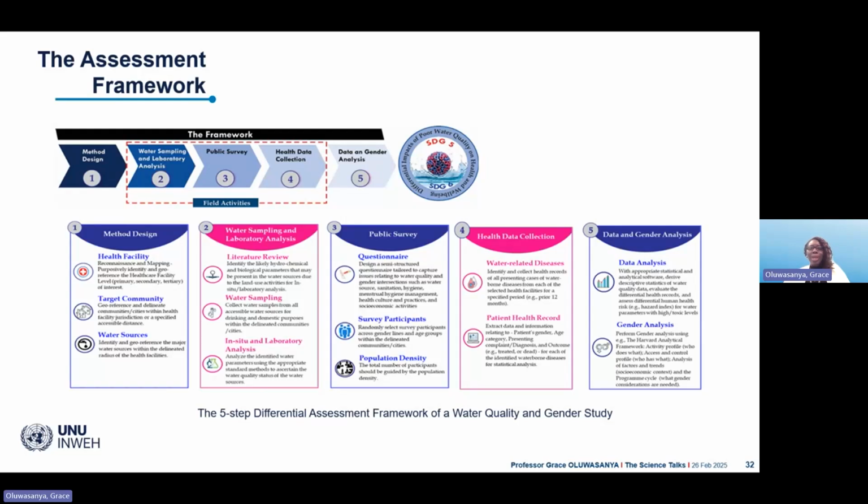So the assessment framework pretty much looks like this. It's a 5-step differential assessment framework for a water quality and gender study. But this can be replicated. It was well piloted, and the successful piloted case is actually the proof of concept of differential impact assessment as we know it. So from method design to water sampling and laboratory analysis, public survey, as I've explained, health data collection, and feeding into data and gender analysis, then of course all that roped into the interlinkages between SDG 5 and SDG 6. And you can see what goes on in each of the steps, so you can get full detail in the publications, because we already have 2 works in this regard that are fully published.